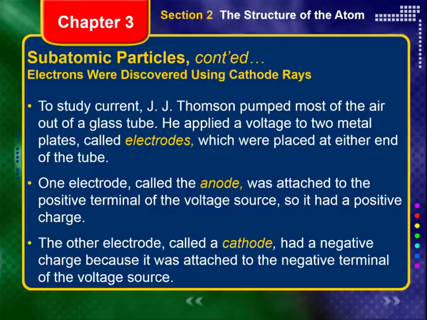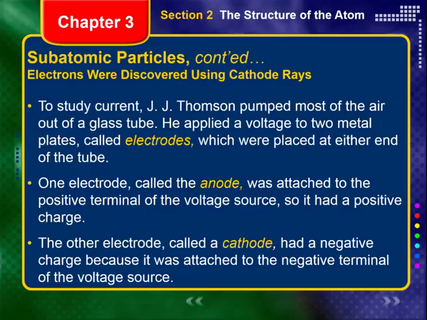During this time, it was very popular to do experimentation with electricity because information about electricity was becoming in demand, because the ability to get into some sort of electric grid was becoming more and more common, and so electricity needed to be understood. And so while studying current, a scientist named J.J. Thomson, that's a British spelling, that is how it's spelled, Thomson, pumped most of the air out of a glass tube as part of his experiment. He applied a voltage to two metal plates called electrodes, which were placed at either end of the tube.